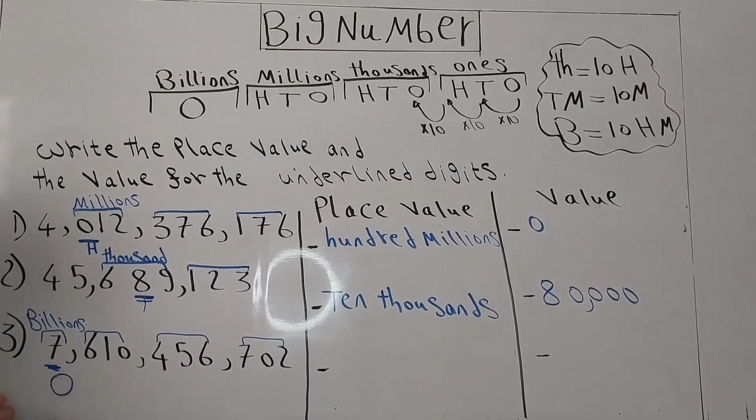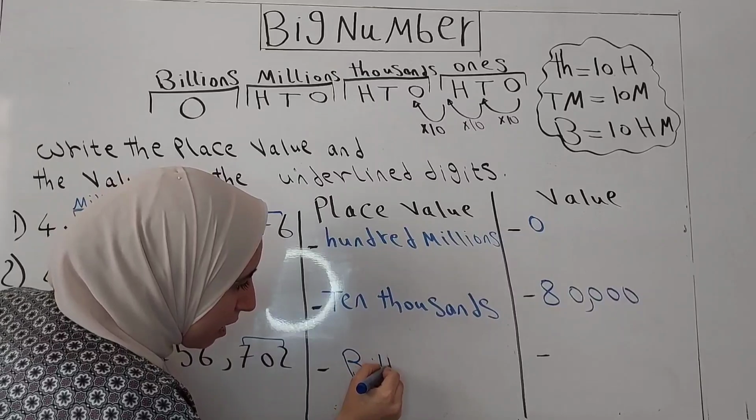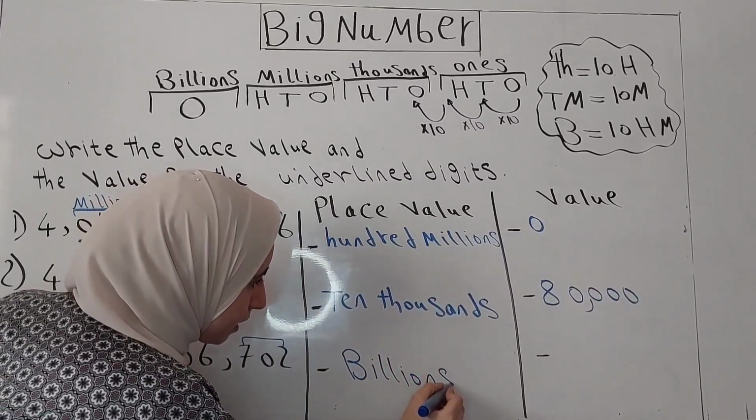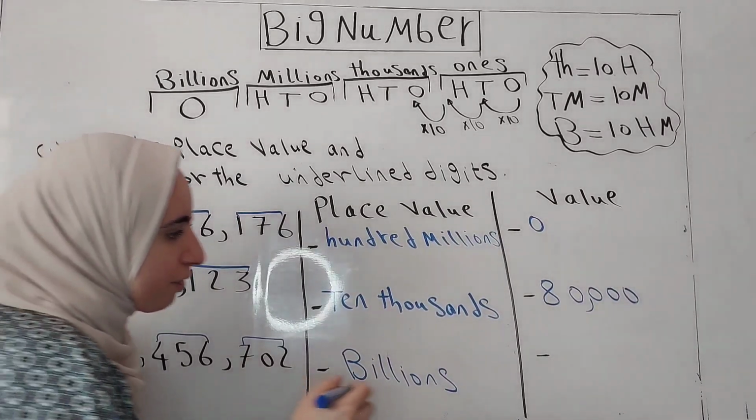In the ones, and we do not read the billions place. In the billions place, now we need to write the value for the digit 7 by using place value. We write 7 as it is.